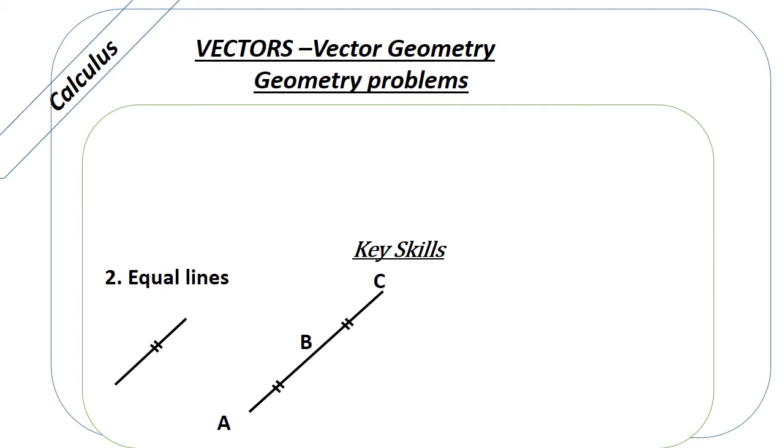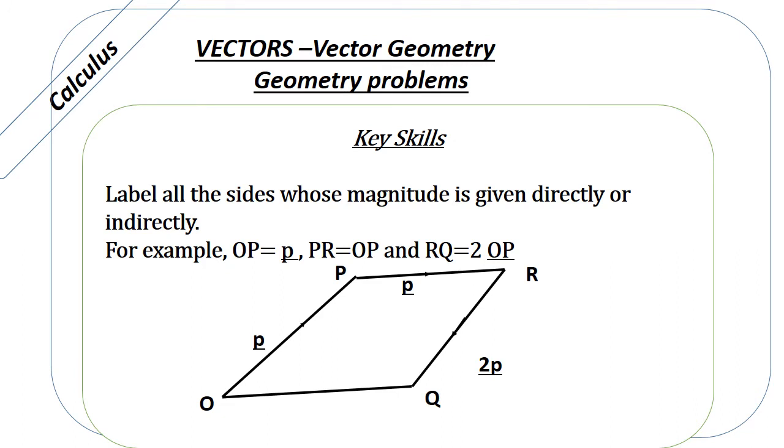So this shows that AB is equal to BC. So another key skill is you have to make sure that you label all the sides whose magnitude is given directly or indirectly. For example, if we have this diagram here and they say OP is equal to P, so here it's better you label P. PR is equal to OP. So here, the magnitude of PR hasn't been given directly, it's indirectly.